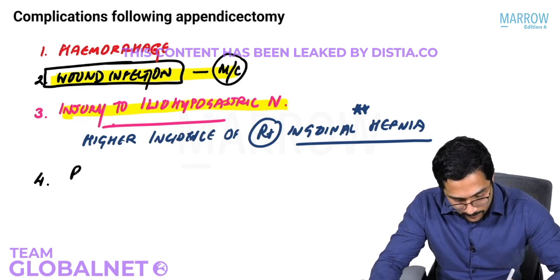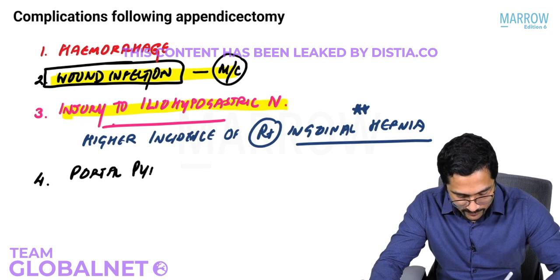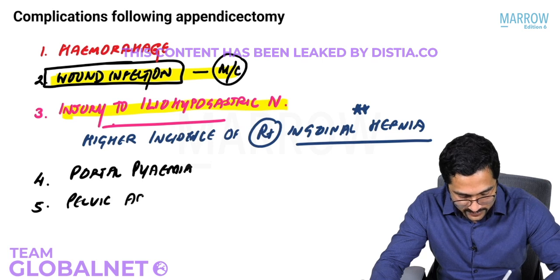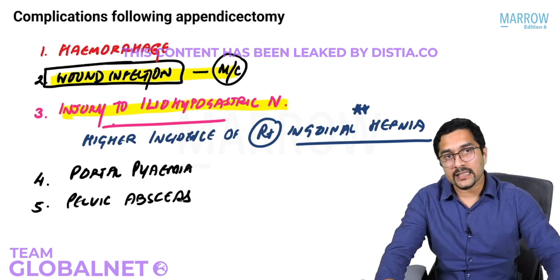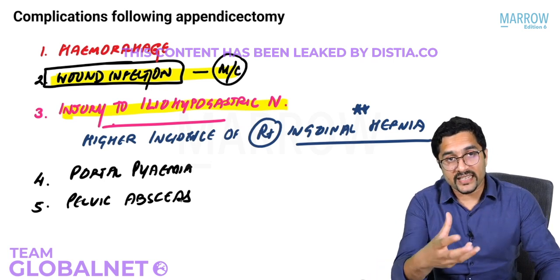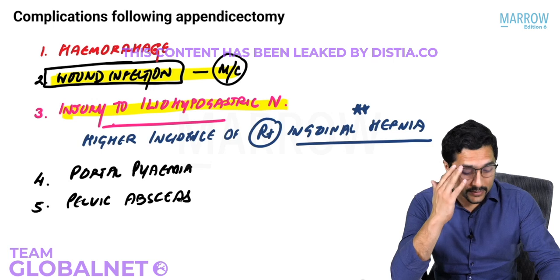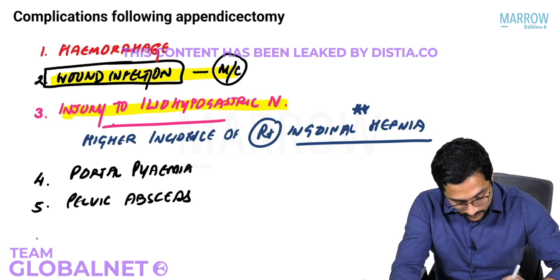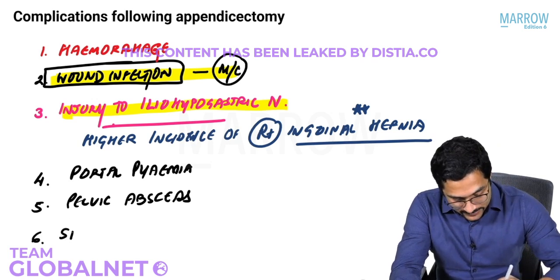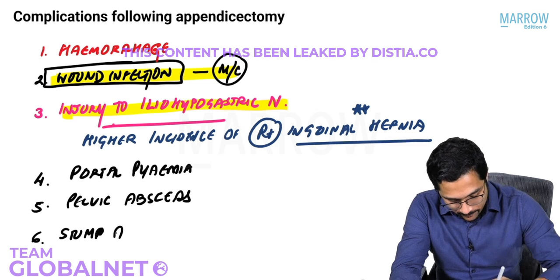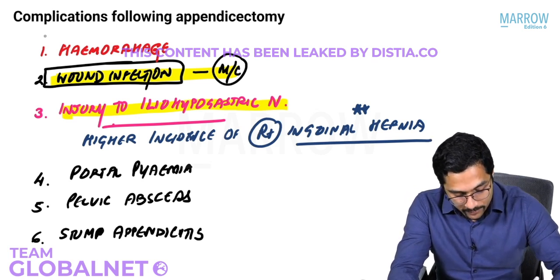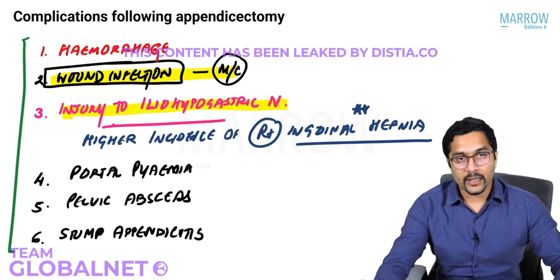There can be portal pyemia. Again, because of infection, there can be portal pyemia. There can be a pelvic abscess. I've already told you pelvic abscesses can develop after 5 to 7 days, and these are going to present with pelvic diarrhea and spikes of fever. We've already discussed this problem in the module on postoperative causes of fever. There can be stump appendicitis, and I've already told you how it presents and how we prevent it. So these are some of the complications following appendicectomy which you should be aware of.